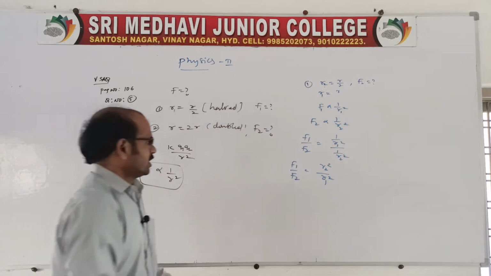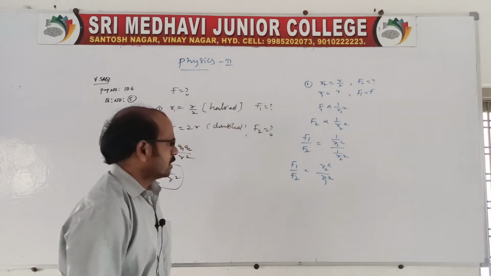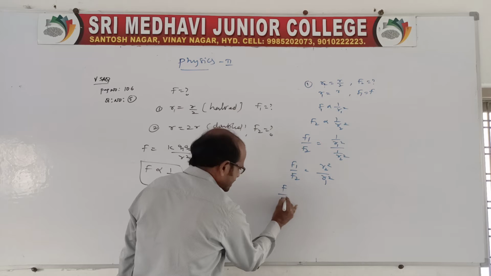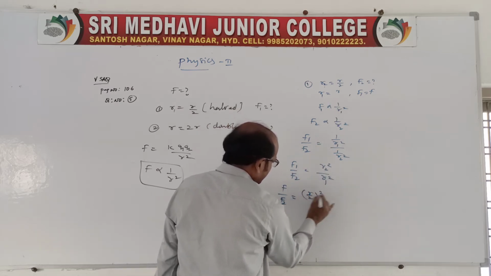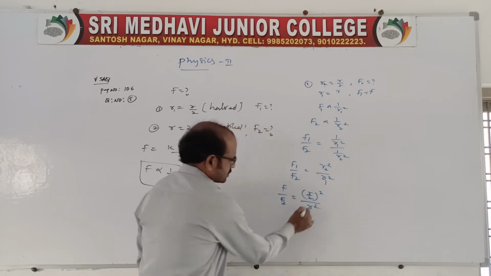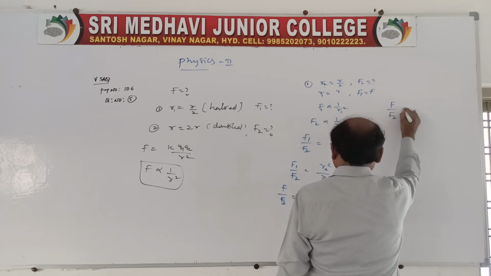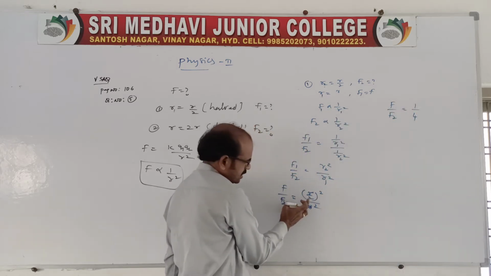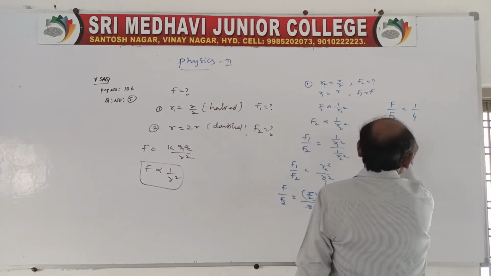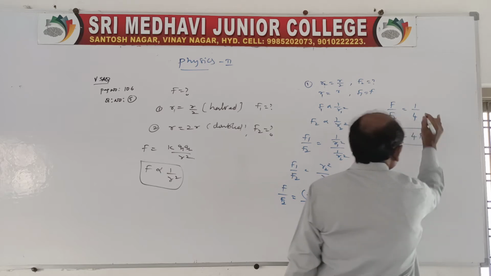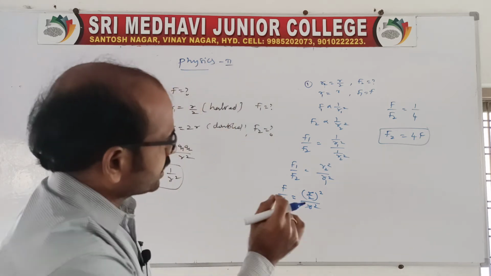Now suppose you say F1 is equal to F. Here F1 is F, F2 is asked, and R2 square is given as R by 2 whole square by R square. Simple, you cancel R square, then F by F2 is equal to 1 by 4, because 2 square is 4. Therefore F2 is equal to 4F. If the distance between the two charges is halved, the force increases by 4 times.